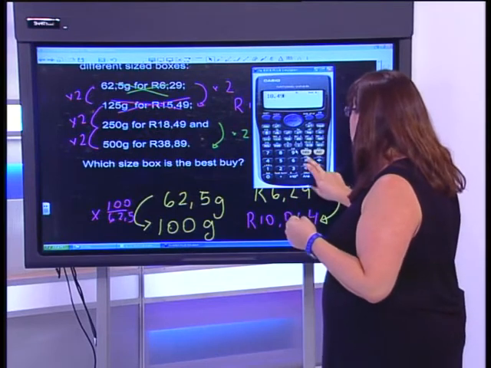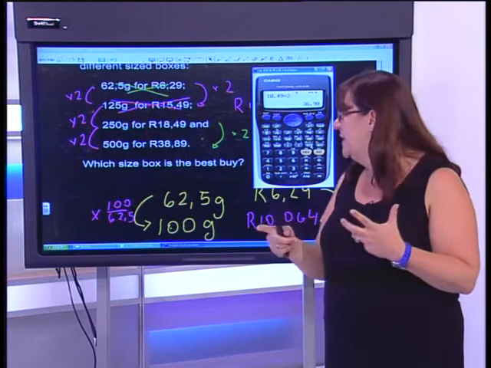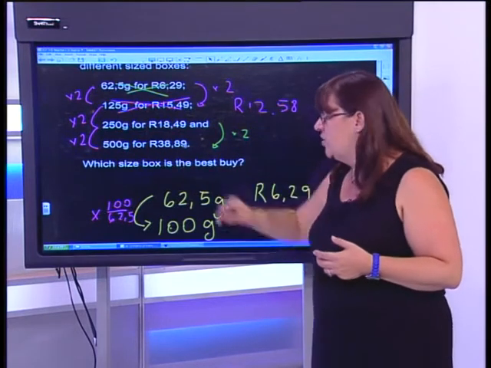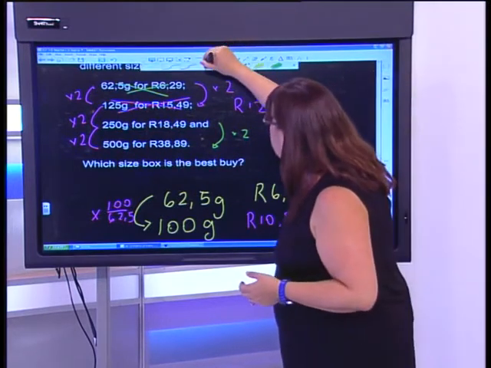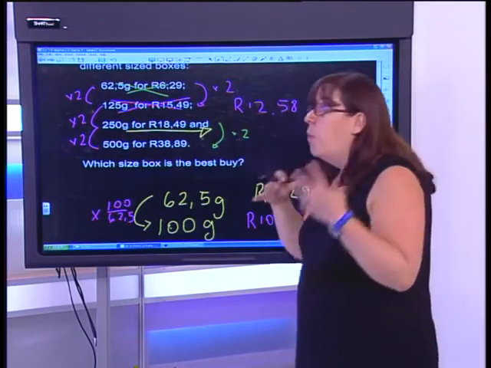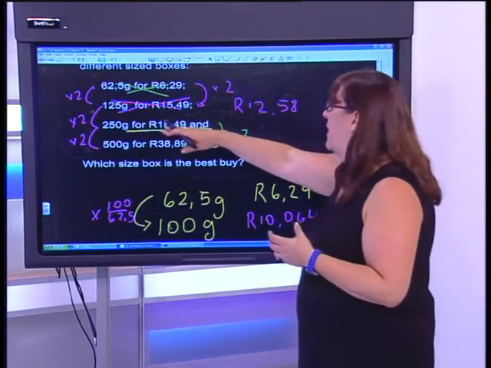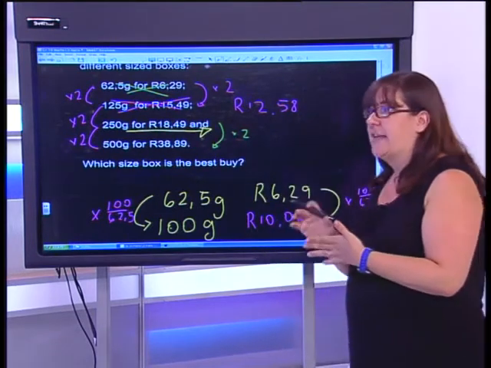So 1849 times by 2, and we get an answer of 36 Rand 98. 36 Rand 98 is cheaper than that. So which is our best bar? Let's find another color. This seems to be our best bar. Why is our best bar? It's our cheapest bar. So 250 gram is our cheapest.